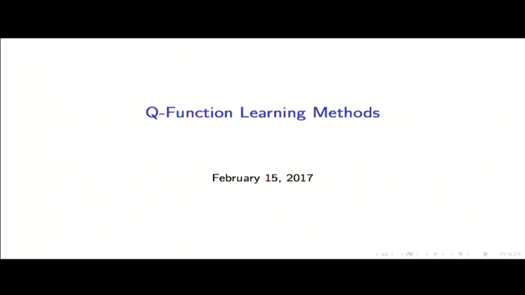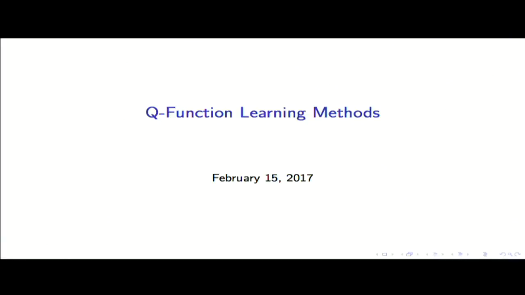So this class, we're going to talk about some methods that are actually more similar to what we were doing 2 classes ago. So we're going to talk about how to use value function based algorithms to solve for the optimal policies.